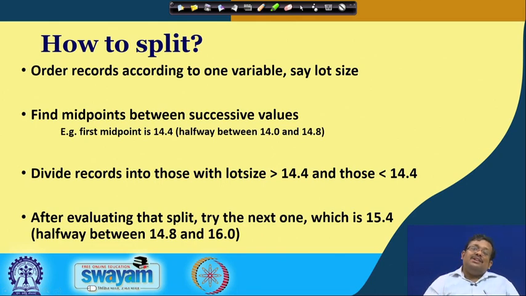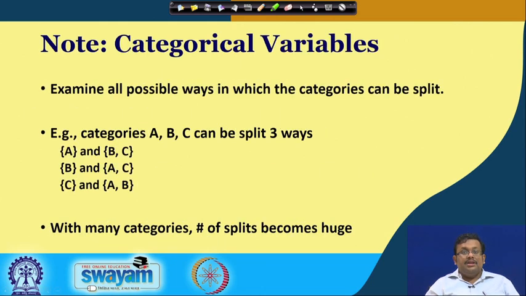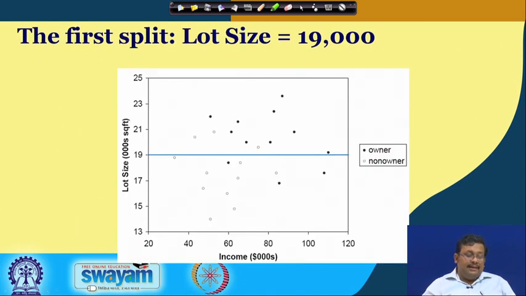So, you can see we are trying different combinations of values to find the maximum, to find the best split, which will give us outputs that are homogeneous among themselves. Let us examine all possible ways in which categories can be split. In the case of categorical variables, categories A, B, C can be split in three ways: either A and BC, B and AC, or C and AB.